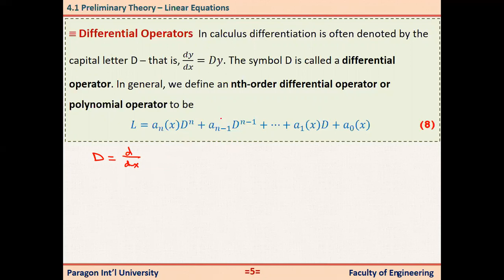So in general, we define an nth order differential operator or polynomial operator to be L equals a sub n of x, D to the power n, and so on. If the order is 2, for example, let's say you're given y double prime plus 3y prime is equal to x. How can I write this equation? Either I can write it in this way, d squared y over dx squared plus 3 dy over dx is equal to x.